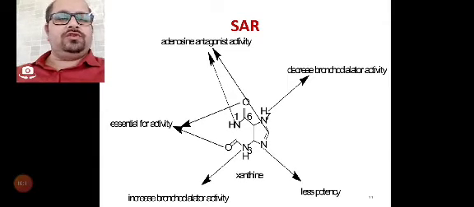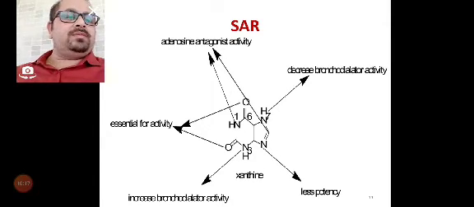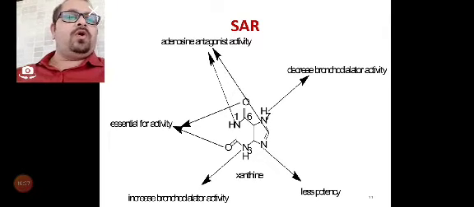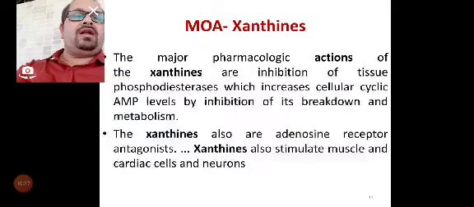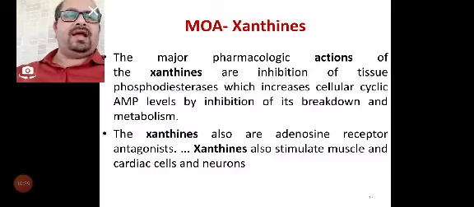So purine is an essential requirement for a drug to be an effective CNS stimulant or analeptic. The N3 substitution increases the bronchodilator activity. If you substitute anything at the position 9 nitrogen, then the compound becomes less potent. If nitrogen 7 is substituted, then there is a decrease in bronchodilator activity. This is about the SAR of xanthines, or the SAR of theophylline, theobromine and caffeine. With this SAR, we will move to the next slide.